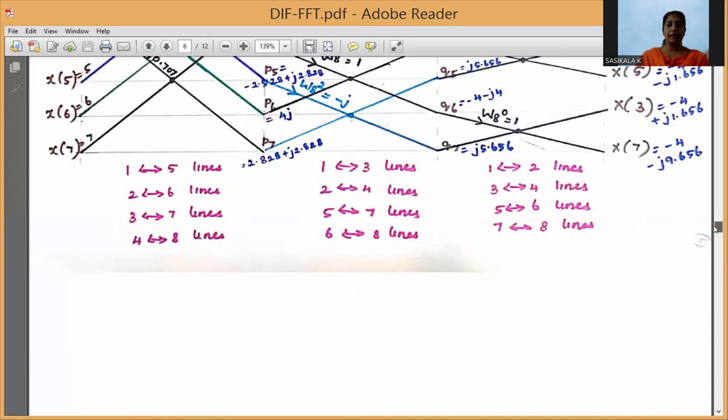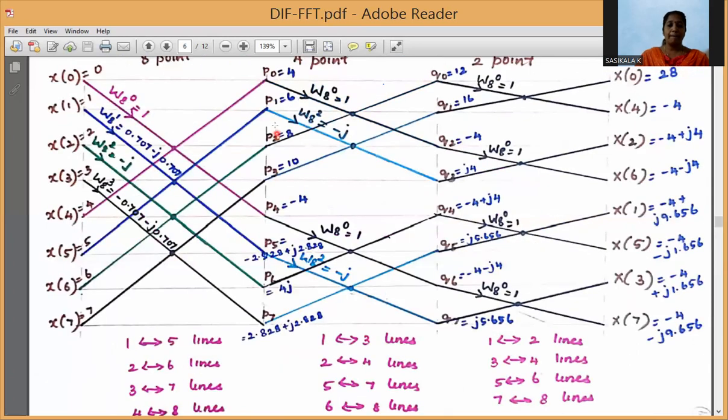So immediately write the values of P1 and P5. P1 to be 6 and P5 to be minus 2.828 plus j 2.828. Now come to the third butterfly. For the third butterfly, the inputs are x of 2 and x of 6, and the output is P2 and P6.